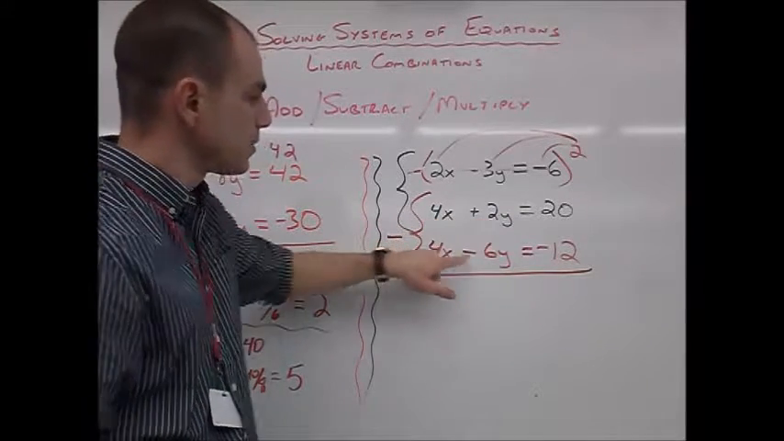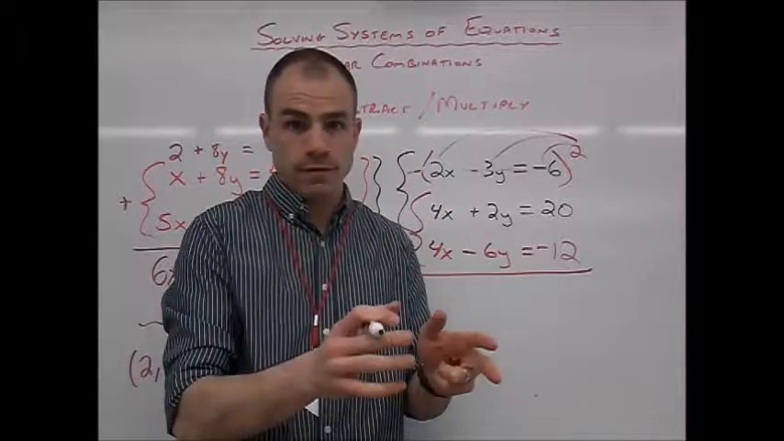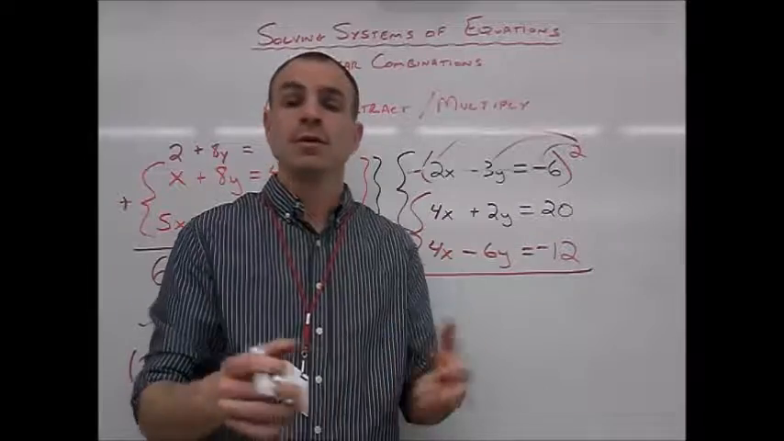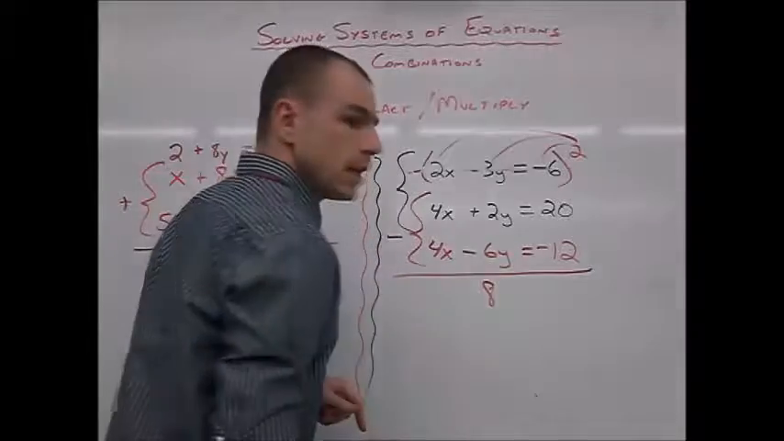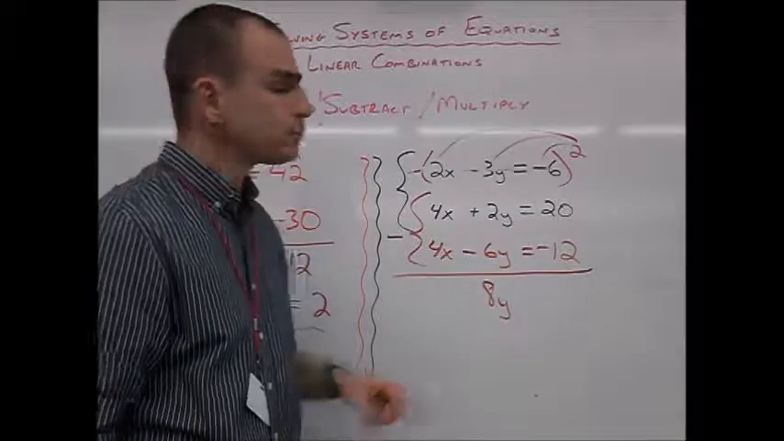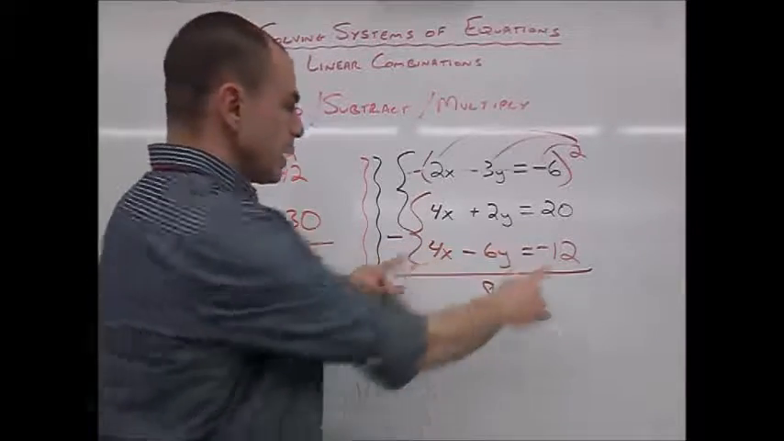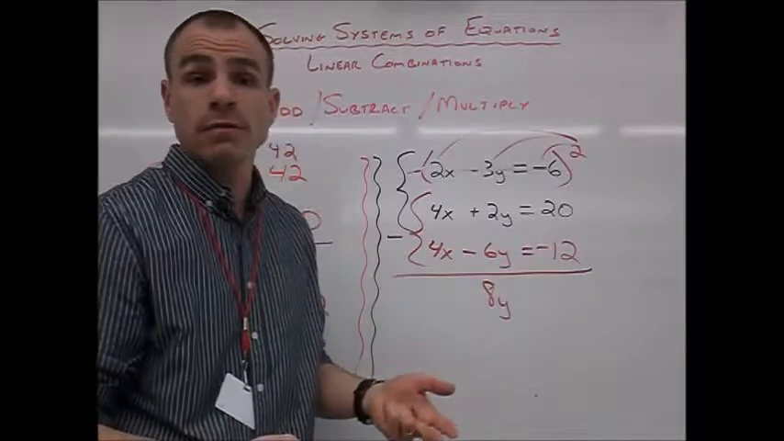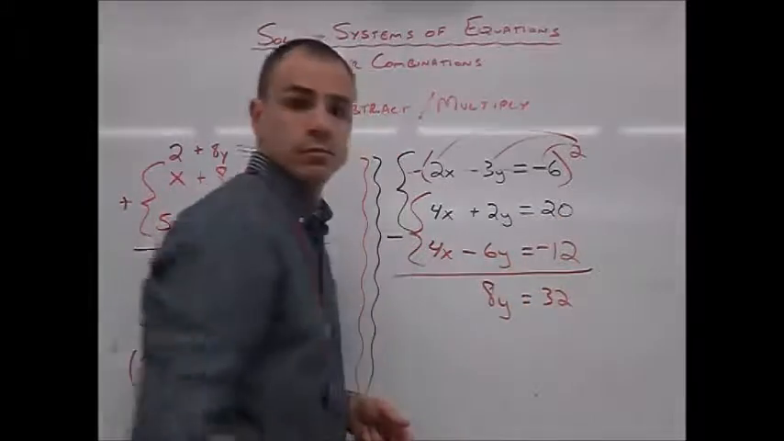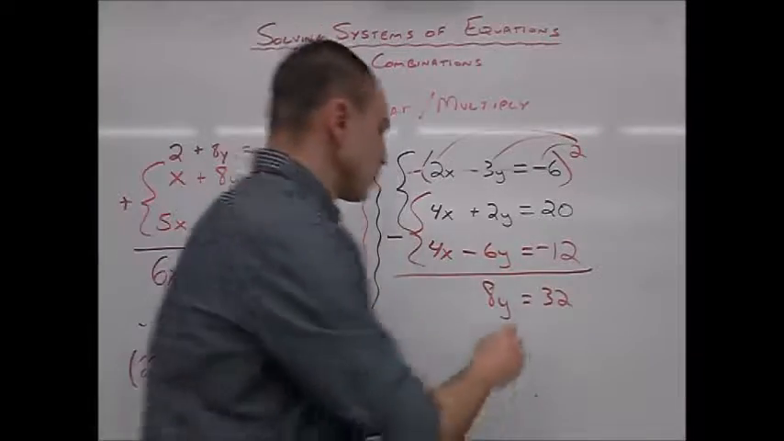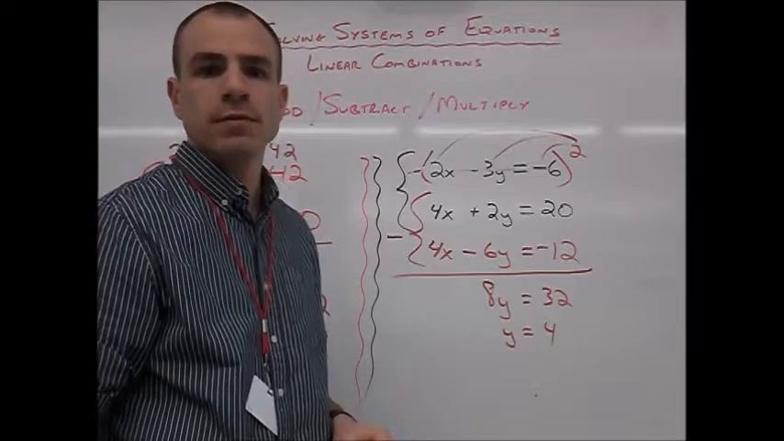2y minus negative 6y. 2 minus negative 6, we see that double negative in the middle. We're subtracting a negative number, which means we're adding. All right, so 2 minus negative 6 will give us 8. So we have 8y. Over here, 20 minus negative 12. Again, the double negative is a positive, so we're adding. 20 plus 12 is equal to 32. So 8y is equal to 32, and dividing both sides by 8 tells us that y is equal to 4.